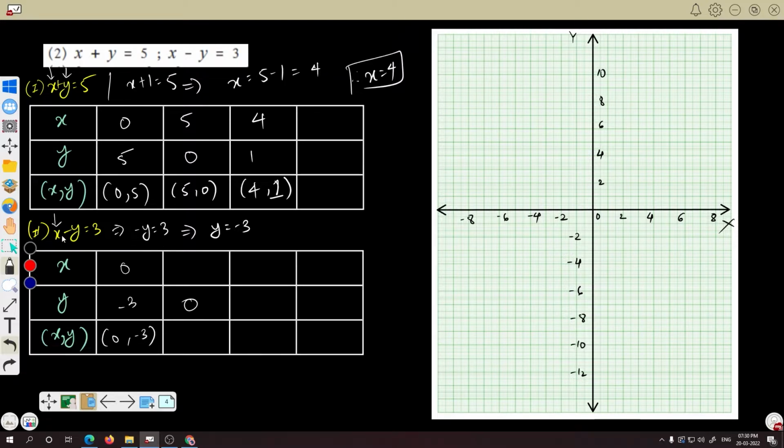Now, if I put y as 0, we don't have to solve this. X will be 3. So this is 3 comma 0. I hope this is clear to you.